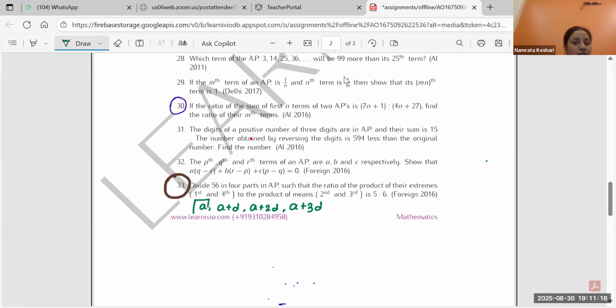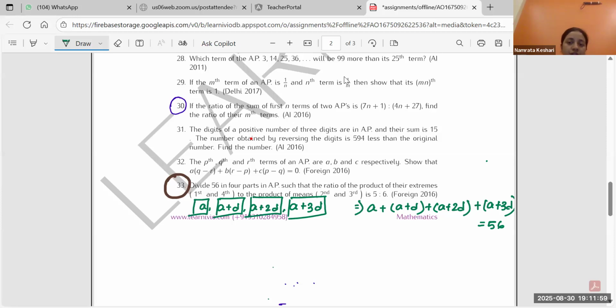So we are saying the first part is this, the second part is this, the third part is this, and the fourth part is this, such that they are maintaining AP. If you take it like this, let's check it first. One equation you will be able to create by adding all of them, because it is given in the question that A added with A plus D, added with A plus 2D, added with A plus 3D, all added together is nothing but 56.